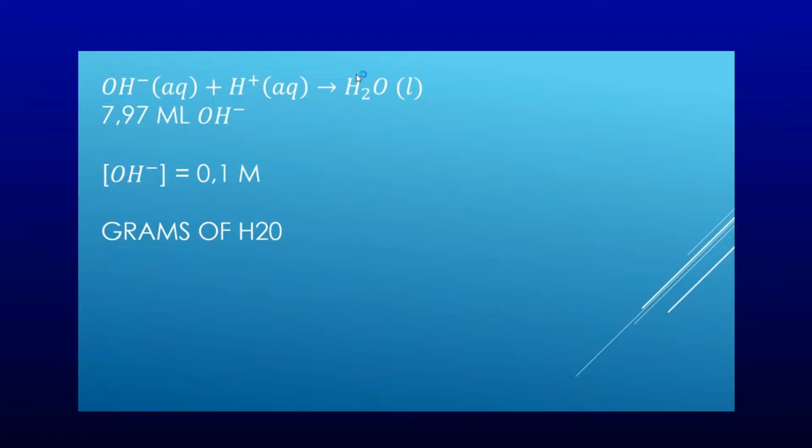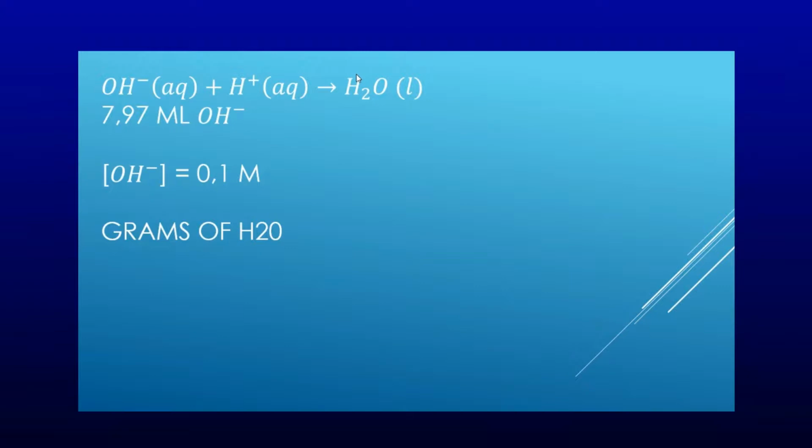So what do we know? The solution is 7.97 milliliters of OH minus. That's the known number we have, and the equation is OH minus plus H plus is H2O. So everyone reacts 1 on 1. That's what we know. So the amount of moles of OH minus is the same as the amount of moles of H2O.